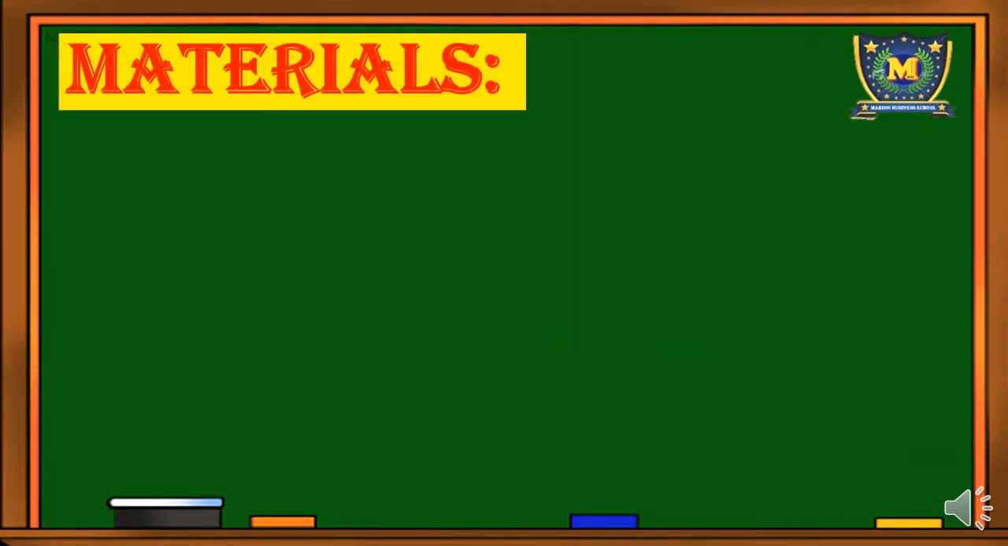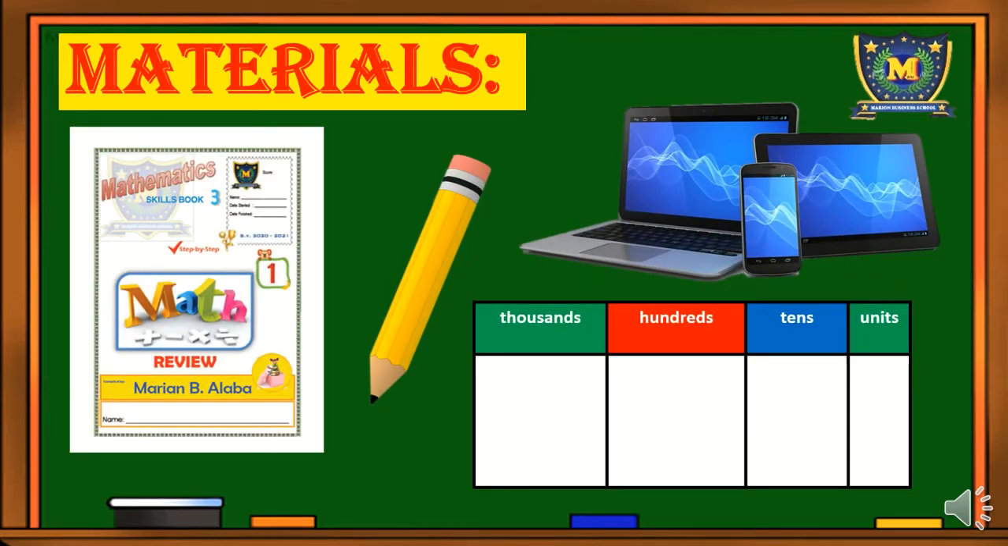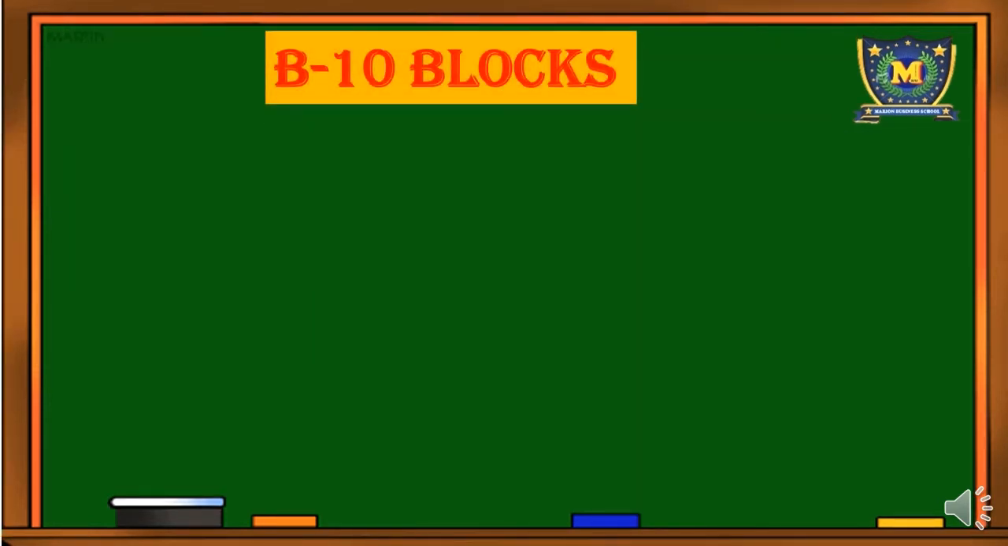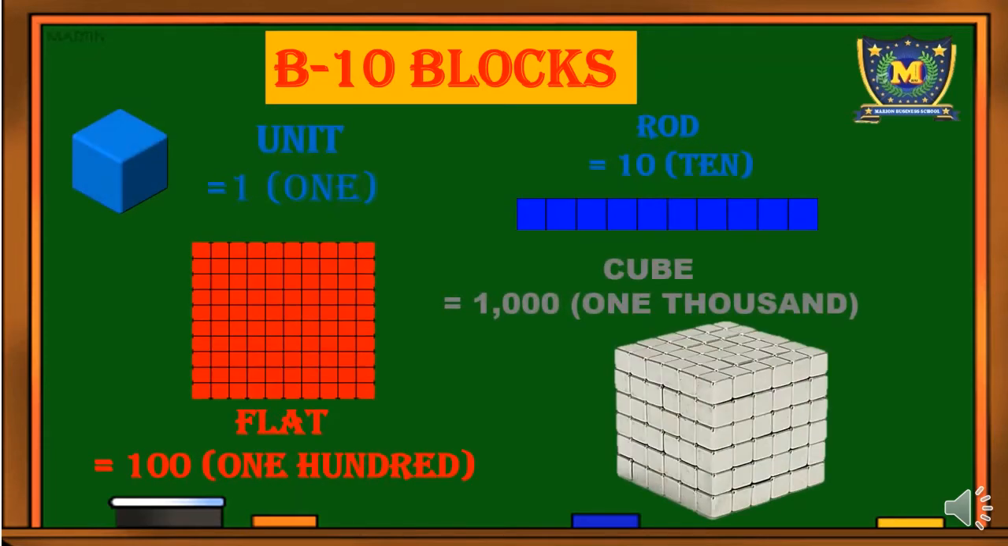Materials. These are the materials you need for this lesson. You need a workbook, a pencil, and either a laptop, cell phone, or a tablet. Then you need the beading board, and of course, the beading blocks. So you need a unit, flat, rod, and a cube.